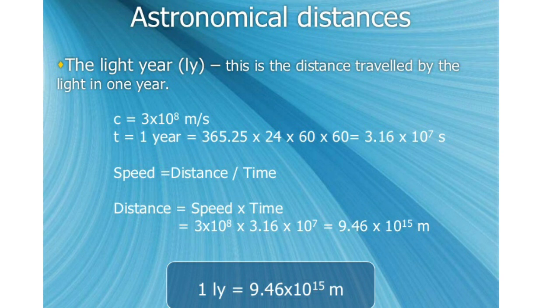Light year, even if the word is year, it doesn't show any unit of time, it shows a unit of distance. And a light year is the distance traveled by light in 1 year with a speed of 3 × 10^8 meter per second. So calculating this distance, we get 1 light year as 9.46 × 10^15 meter.